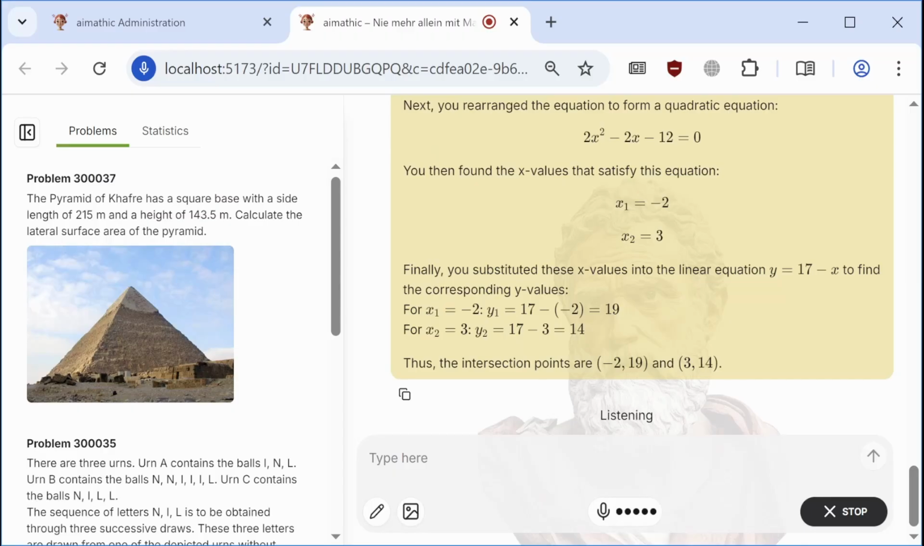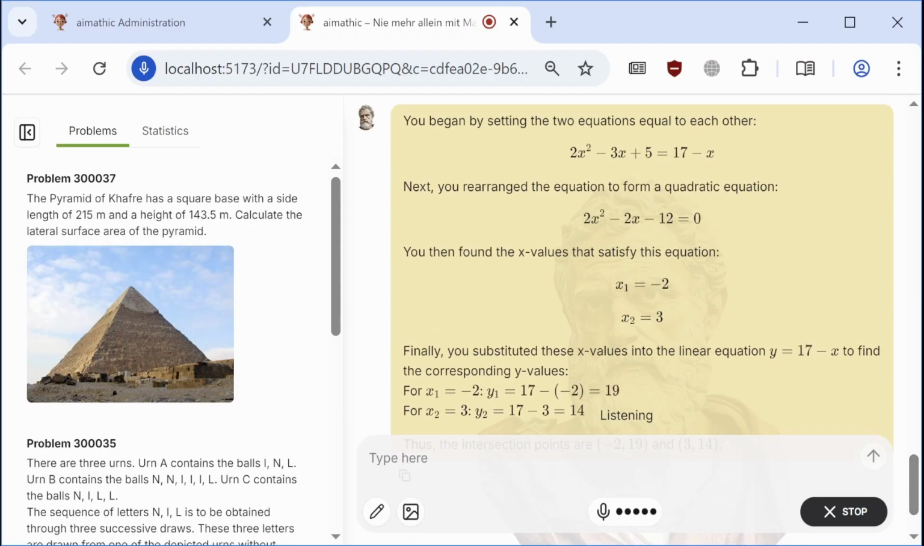Your calculations are precise, Igor. For x equals -2, the y value is 19, and for x equals 3, the y value is 14. These are the y-coordinates that complete the harmony of our intersection points. You have skillfully navigated the path to finding the intersection points, Igor. Well done!